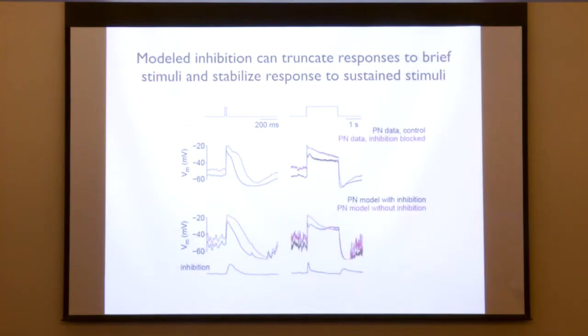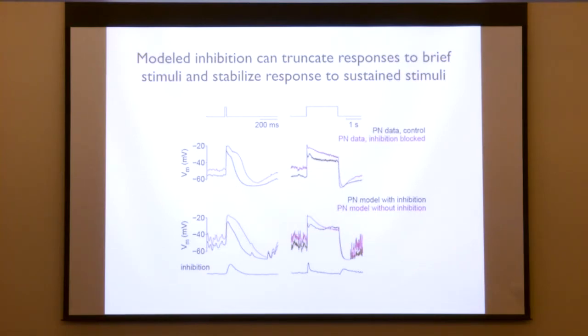And it can. Here, on the top row, I'm showing you data. This is what the neuron does both in the intact circuit in black and without inhibition in purple. And here's our model. If we just put those two components, the fast and slow components of synaptic transmission, together, you get the purple trace, which runs down over time. And inhibition both makes the response to a brief pulse brief, and it stabilizes the response to a long pulse.